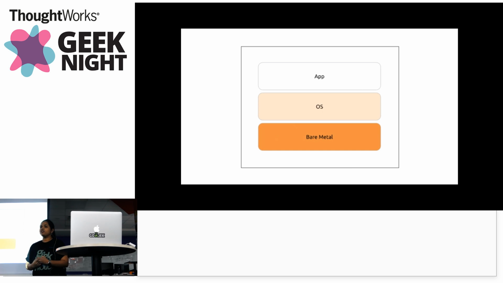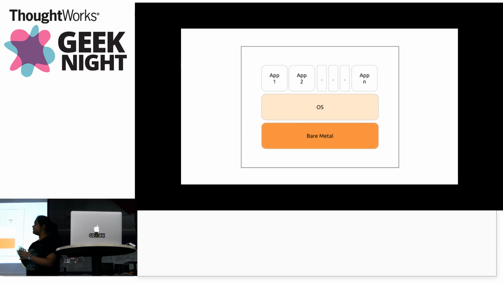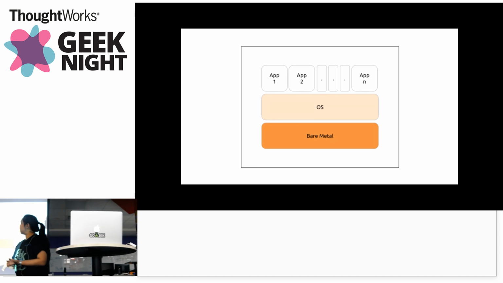But as and when resources became more and more feasible, came a structure like this, where multiple applications were being hosted on the same bare metal so that the resources of the bare metal could be effectively utilized. Would anyone like to tell me what were the problems with this kind of a structure?